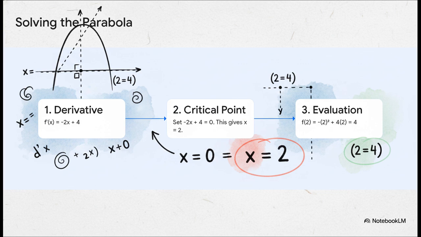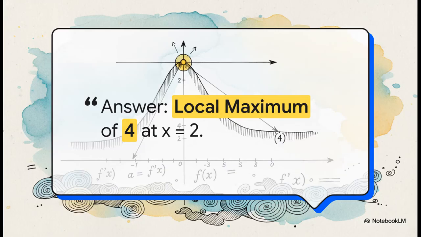Step 3, we evaluate. We take that x value of 2 and plug it back into our original function to see how high the peak is. And we get 4. And boom, there it is. The process totally confirms what we thought would happen. This function has a local maximum value of 4, and it happens right at x equals 2. See? Simple, clean, and really effective.